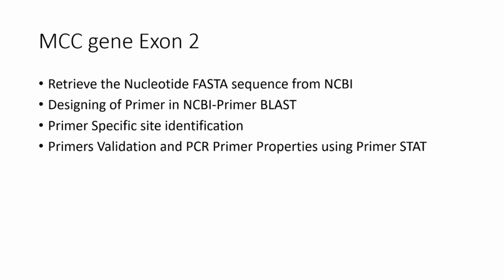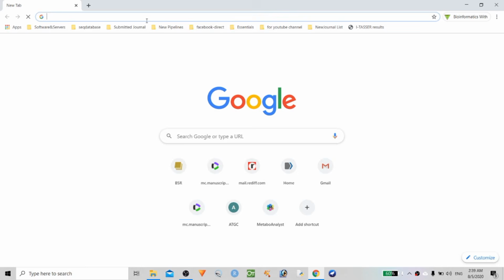I want to cover almost all of exon 2. So I'm going to retrieve the sequence from NCBI in FASTA format. I'm going to design a primer by using NCBI Primer BLAST. I want to check the specific target site, whether it's mapping to the same target site or to other target sites. I'm going to cross-check that. Finally, I'm going to validate whether these primers follow the 5 rules or not, and also look into the different properties of the primers by using the Primer Start program. Okay, so let us start.